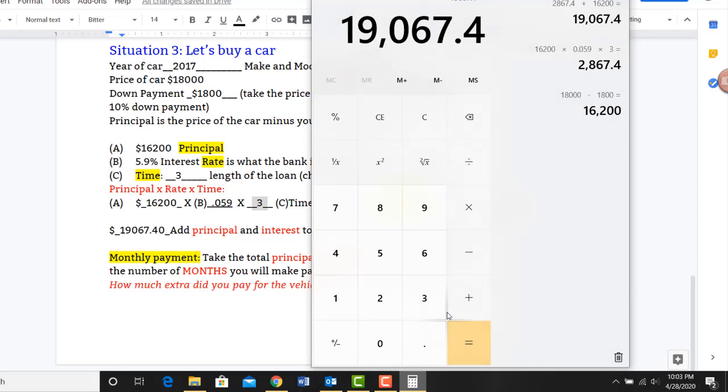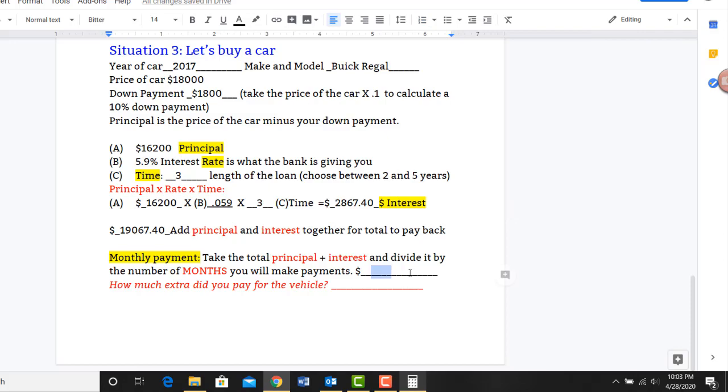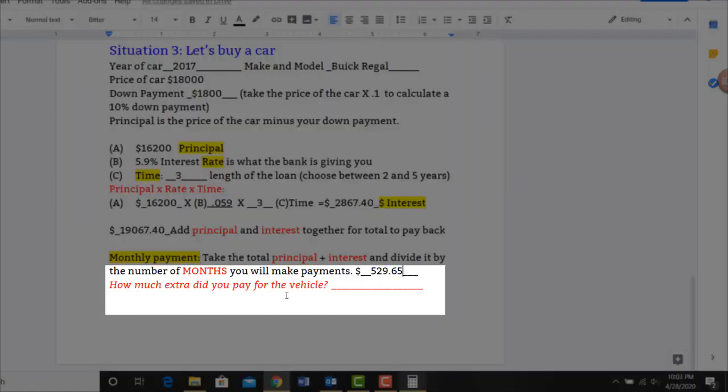So divided by 36 payments, $529.65. Or you could round that up to $530 a month. That would be fine. Now, how much extra did we pay for this car?